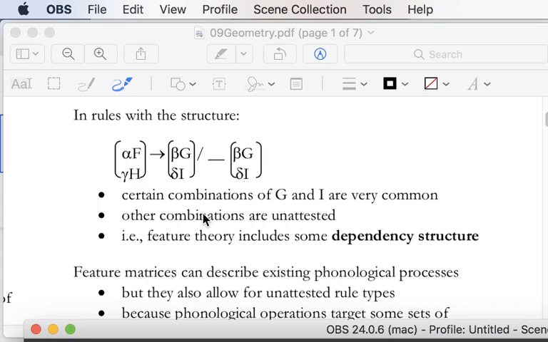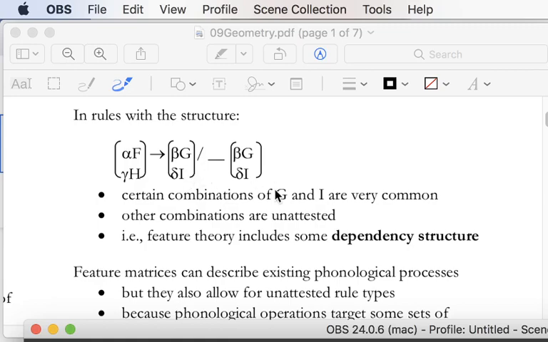Right? Another way of putting this is that feature theory itself seems to include some dependency structure, meaning that if we know one phonological feature that's being changed by a rule, then we actually already have some information about what other features are likely or unlikely to also be changed by that rule.